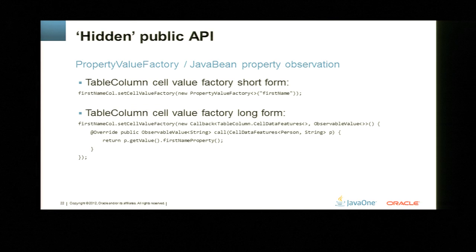If you are wanting to do the bottom approach, but you don't have a property, because you have to return an observable value, basically you wrap your string, for example, your first name, in a read-only object property. So it's a bit of an ugly thing to do. So ideally, you would use either the first approach there, or you would have properties inside your Java beans.